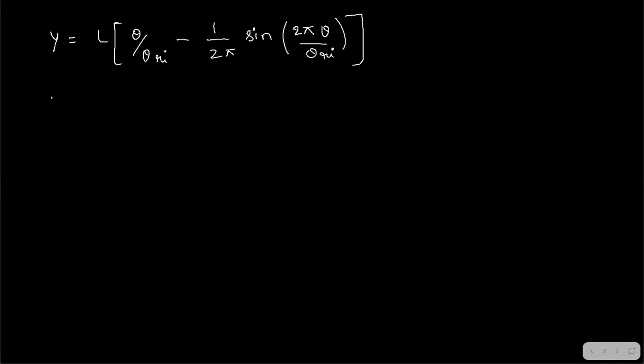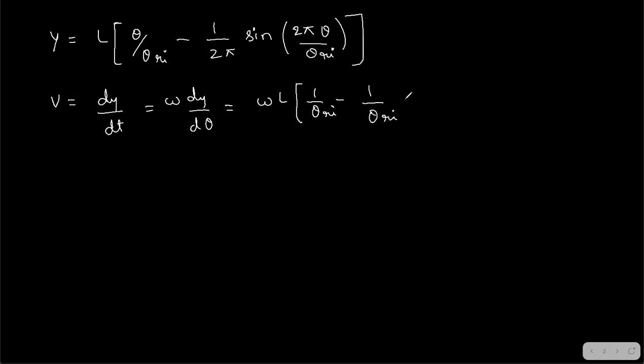Okay, now for velocity, you just do dy by dt, which is equal to, already we know from previous videos how I'm writing this, right? I'm not going to repeat it now. So dy by dt is equal to d theta by dt into dy by d theta, right? Which is equal to, right away I can write down omega L and do the derivative with respect to theta. You'll get this value: 1 by theta ri times (1 minus cos of 2 pi theta by theta ri). So this is the velocity. Now tell me at theta equal to 0, substitute theta equal to 0.